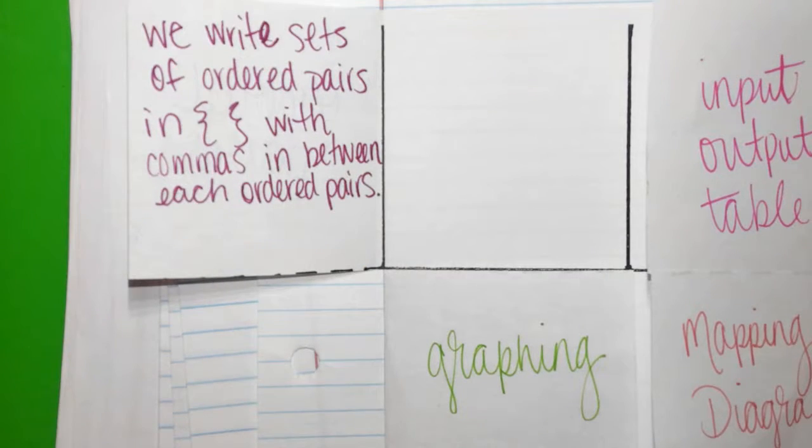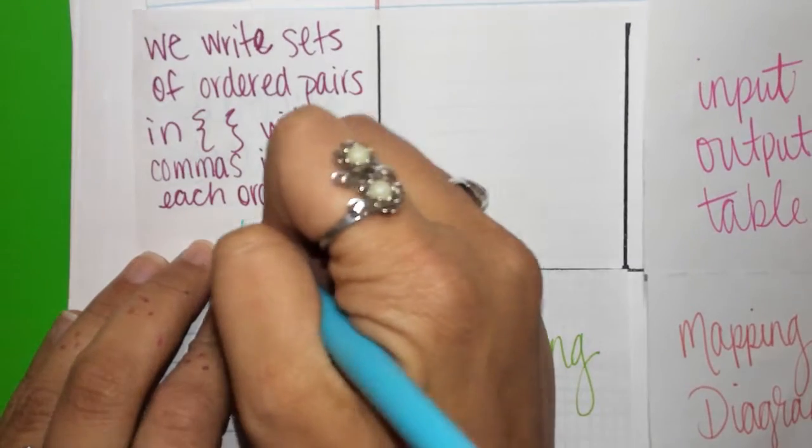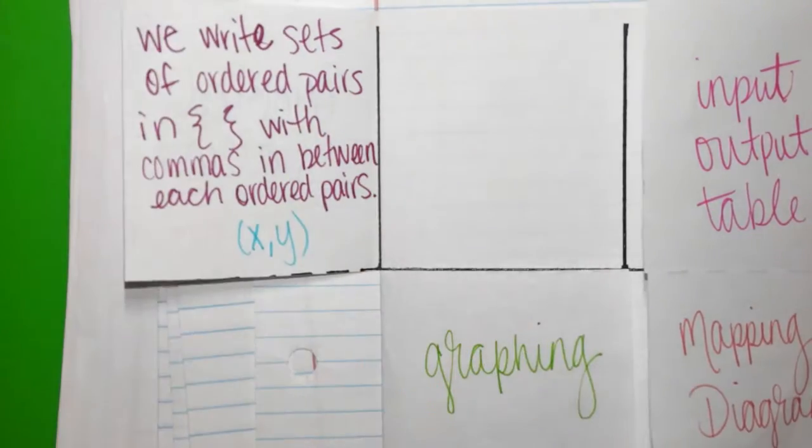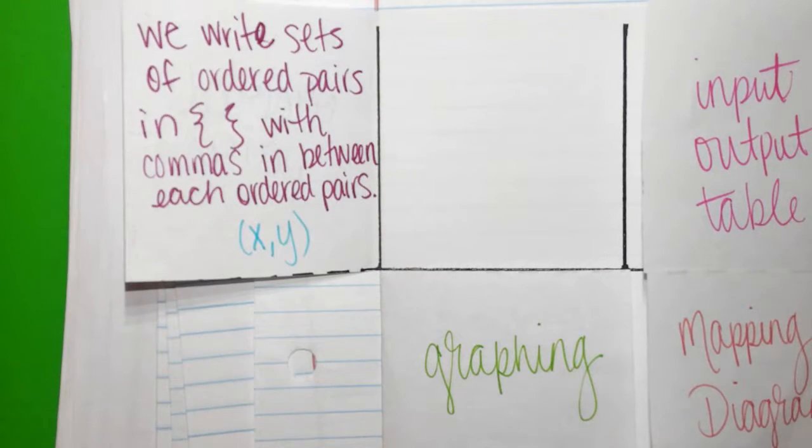Alright guys. Ordered pairs always start with which letter? And then? Fantastic. So what we're going to do is write a set of ordered pairs that is going to represent our relation, and we're going to turn that into an input-output table. We're going to graph it and make a mapping diagram. Are you ready?